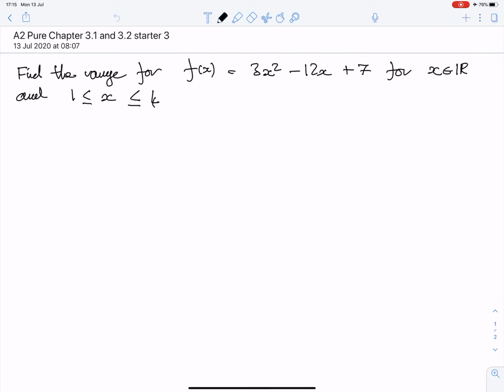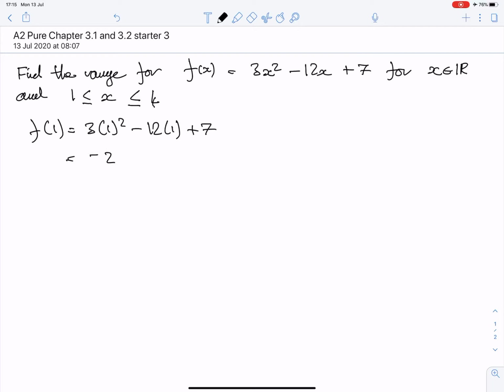So, last starter for this section, find the range for f of x equals 3x squared minus 12x plus 7, for x is a member of the reals and x is greater than or equal to 1 and less than or equal to 4. So we need to do f of 1 equals 3 lots of 1 squared minus 12 lots of 1 plus 7, equals 3 minus 12 plus 7, that would be negative 2.